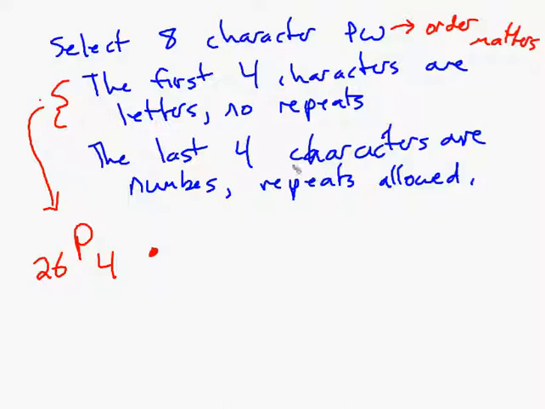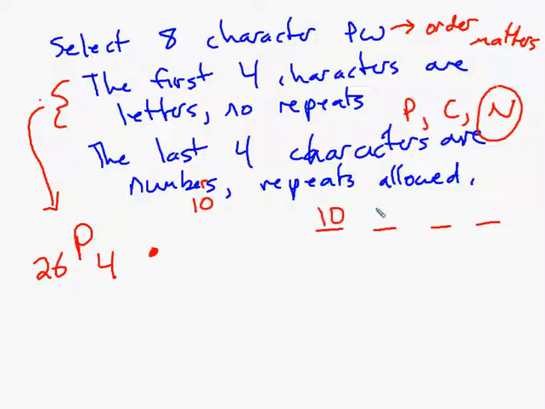Times. Now, the 4 characters where repeats are allowed. Is this going to be a permutation, combination, or neither? It's going to be neither. Why? Because I have 4 options, right? Numbers. How many numbers do I have? 0, 1, 2, 3, 4, 5, 6, 7, 8, 9. Count those, you get 10. How many options do I have for the first one? 10. And the second one? 10. And the third one? So that's 10 to the fourth. Do you see the difference?